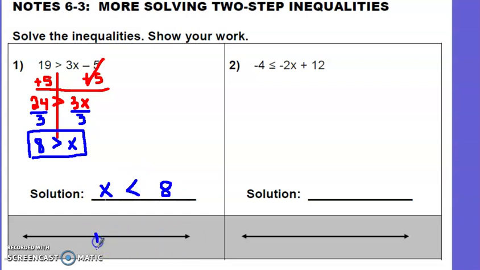So then to graph it, we're going to go 0, because that's a positive 8. Put the 8, that's going to be an open circle, and that says x is less than. So we are drawing our arrow to the left. So what I would like for you to do now is to pause the video and solve example 2.